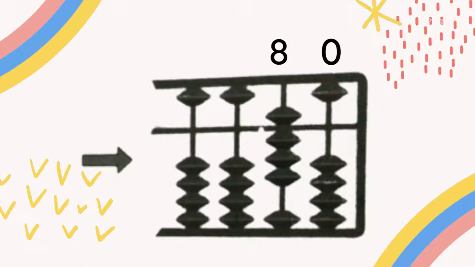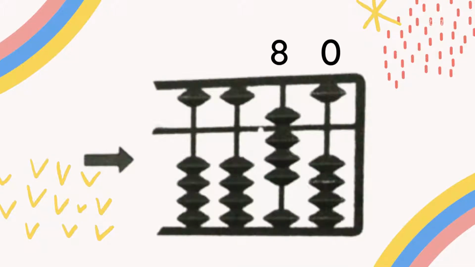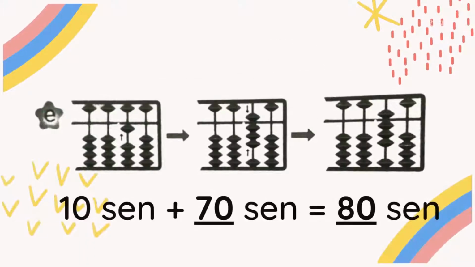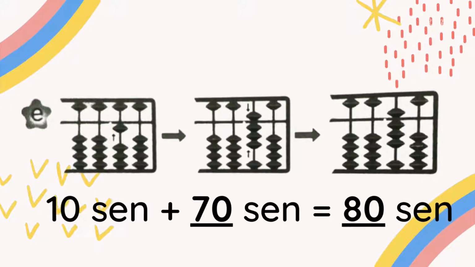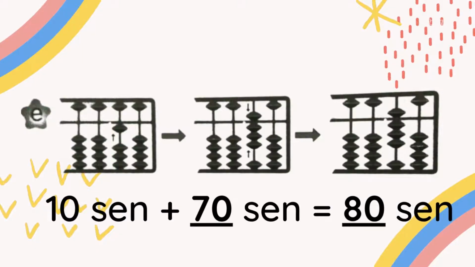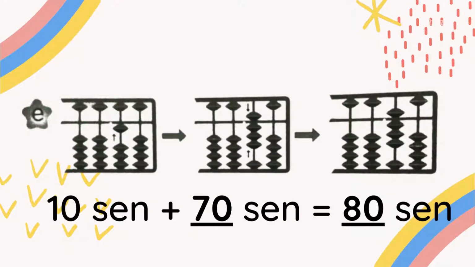As shown in the third picture, we have 8 and 0. For money, 8 is 80 cents, right? So this is the equation I show here. The first one is 10 cent plus 70 cent, not plus 80. And we get the final answer, 80 cent.